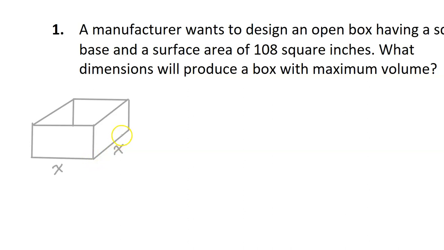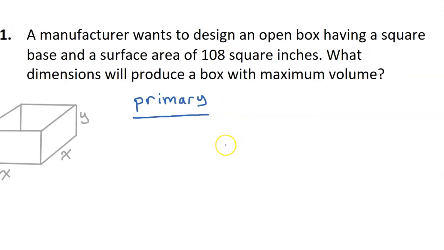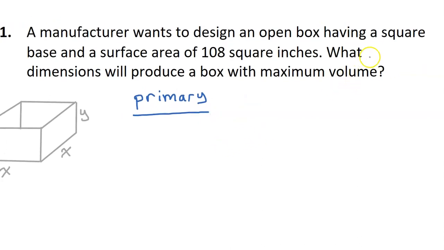The bottom of the box is a square, so we can call the dimensions x and x. The height of the box will be something different. I'm going to call it y. An optimization problem will usually have two equations. The primary equation will be whatever the quantity is that we are trying to maximize or minimize. In this case, we are trying to find the dimensions that will produce a box with maximum volume.